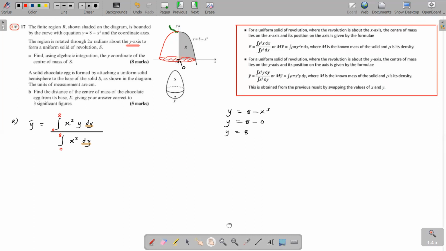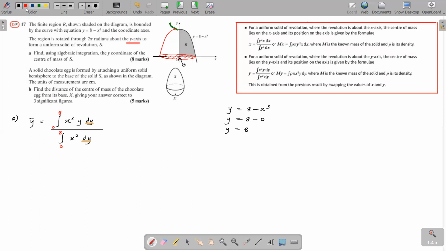All right, guys. Okay, so now let's get the numerator separately. The numerator is the integral from 0 to 8 of x square y dy. So guys, remember, we are trying to integrate with respect to y. I need to get rid of the x square, not the y. Now don't replace y as 8 minus x cube. Are you with me? If you replace y as 8 minus x cube, that's not what you're supposed to do. You have to replace the x value here.